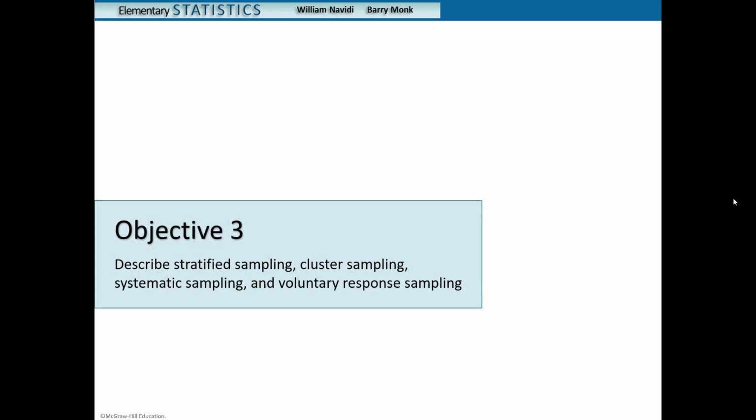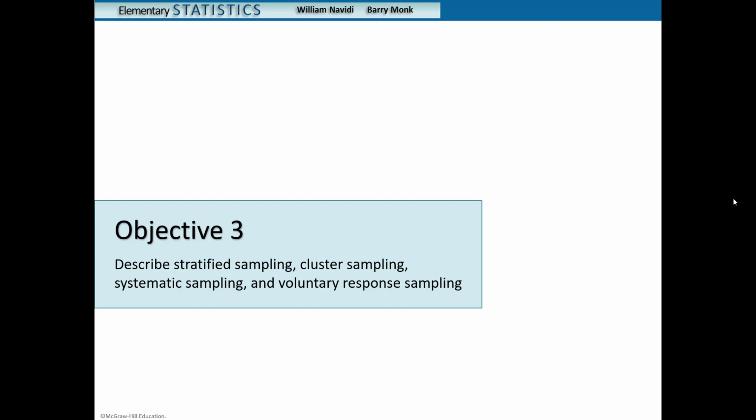All right, next objective, let's go over a few other sampling methods, specifically stratified sampling, cluster sampling, systematic sampling, and voluntary response sampling. What we'll see is that stratified and cluster sampling specifically still utilize simple random sampling as part of the methodology, okay?